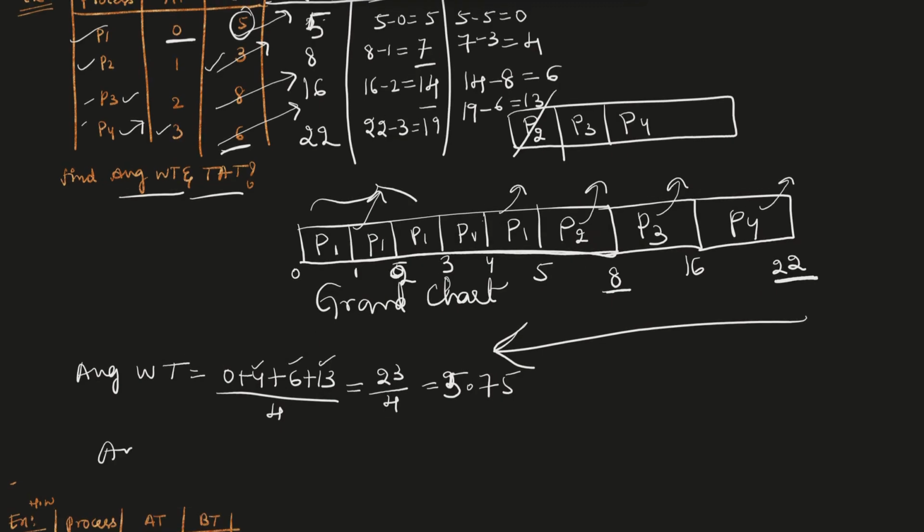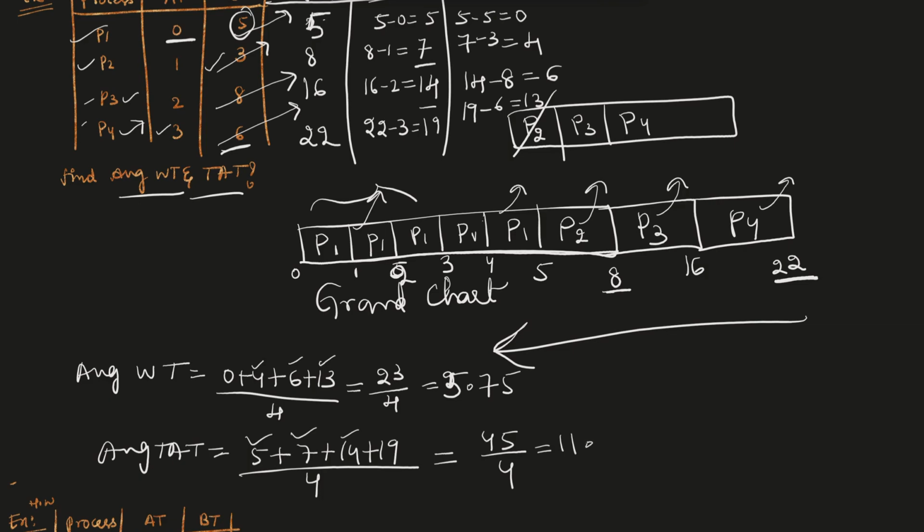Now average turnaround time. You need to simply add all the turnaround times, that is 5 plus 7 plus 14 plus 19, divided by 4. So 7 plus 14 is 21, 21 plus 5 is 26, and 26 plus 19 is nothing but 45. So it is 45 by 4, and this comes out to be 11.25. So this is the average turnaround time.